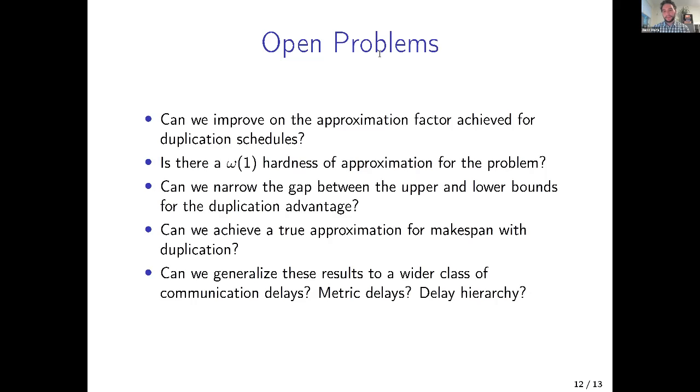For the case where machines are identical, we can give a combinatorial approximation for the case of identical machines without duplication. But if we have duplication, then we just achieve an asymptotic approximation.